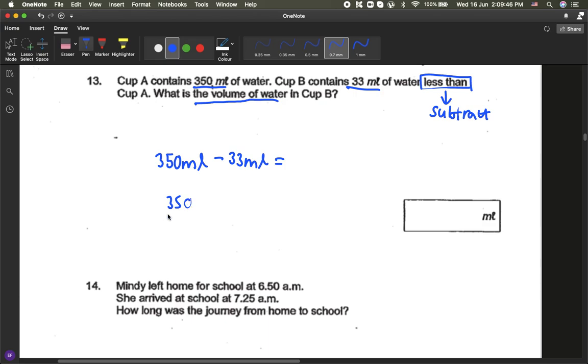So our answer over here, sorry, let me make this clear, is 10 minus 3 is 7. This becomes 4. 4 minus 3 is 1. And this becomes 2. So, oh sorry, this means the same. So this becomes 317 ml. So this is the volume of cup B. Okay.